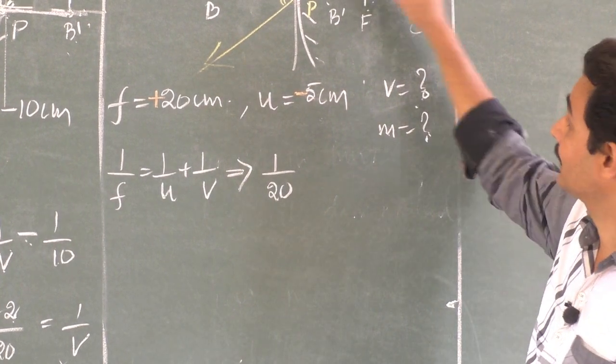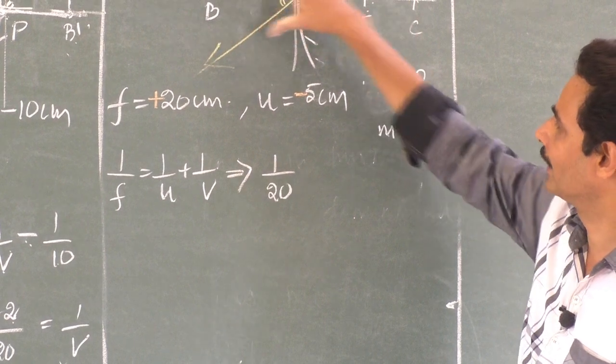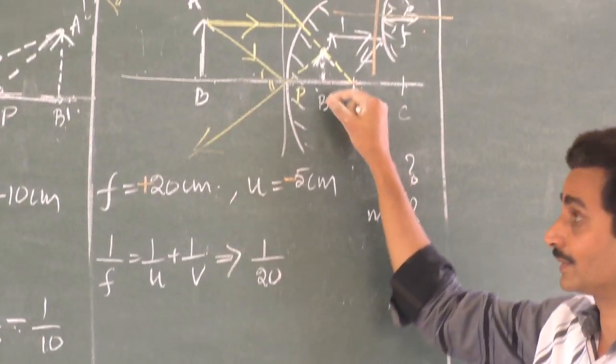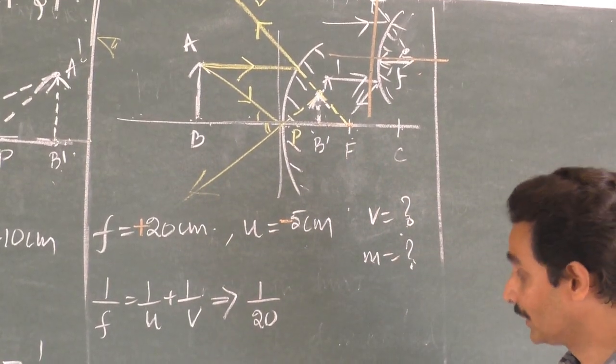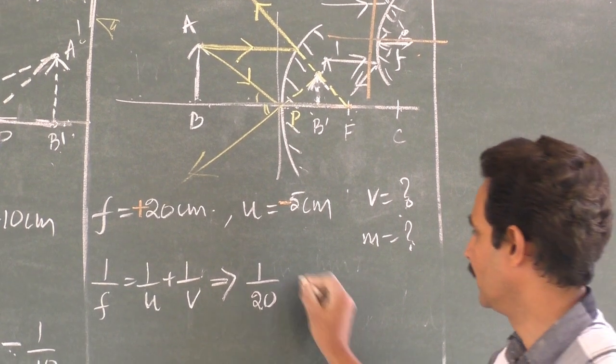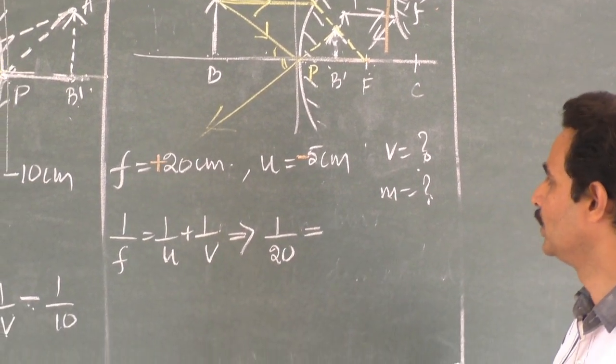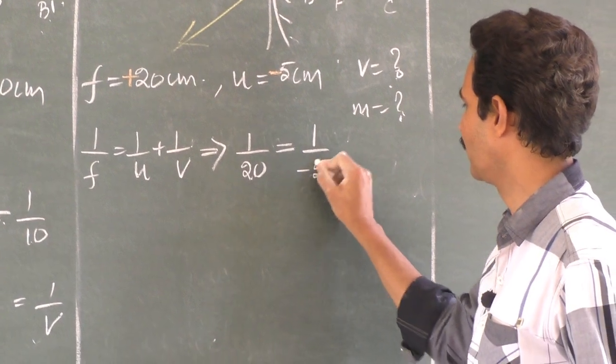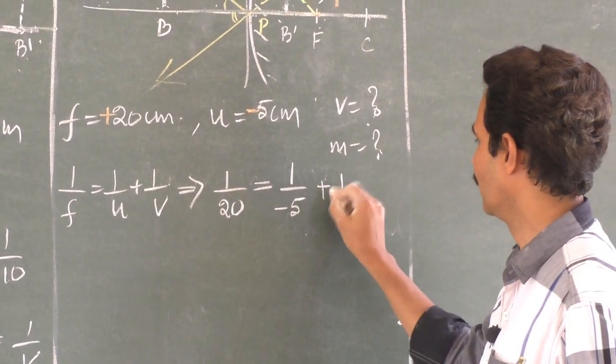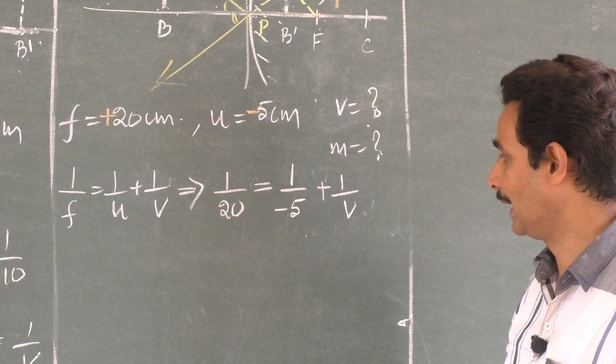Just simply see why it is positive. If parallel rays are incident, they appear to come from the focus on the other side. That's why it is positive. So remember that case. 1 by F equal to 1 by U, 1 by minus 5 plus 1 by V. We don't know what V is. V should be positive finally.